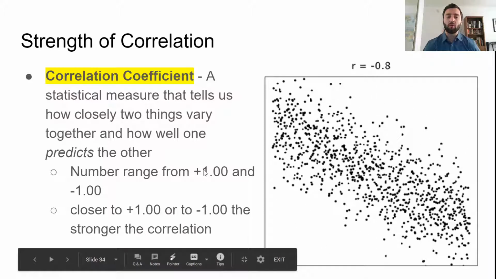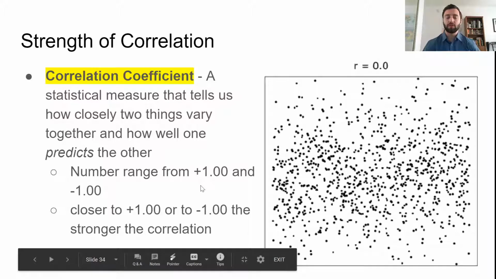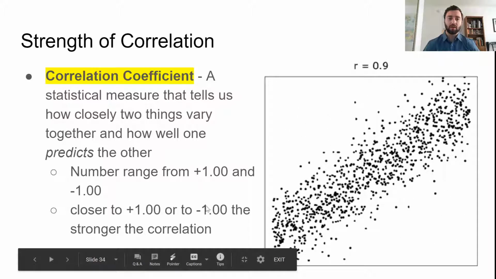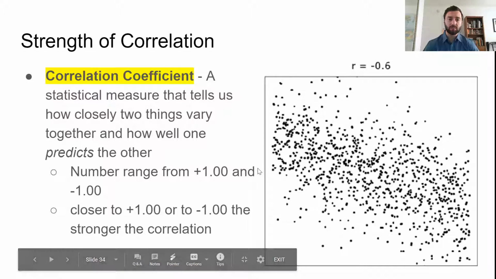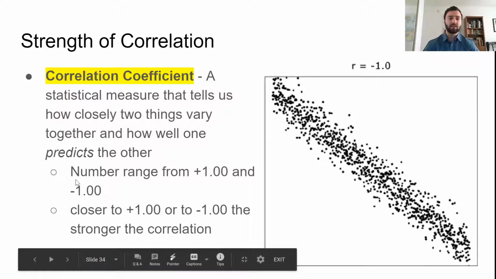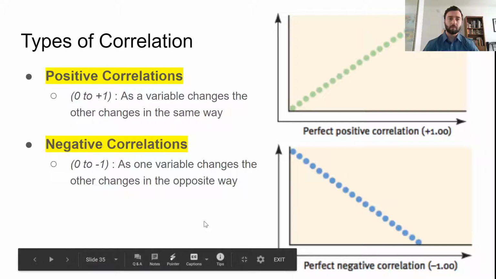Now, our ranges are always going to go from +1 to -1, okay? The closer they are to 1 or -1, the stronger the correlation. 0 is no correlation. 1 is a very high positive. -1 is a high negative.